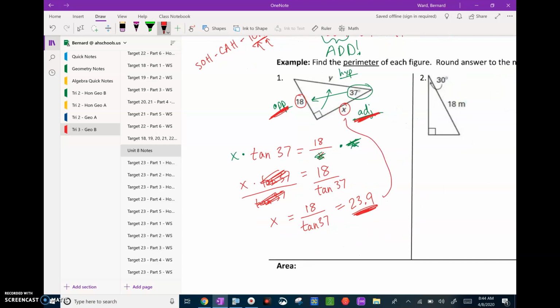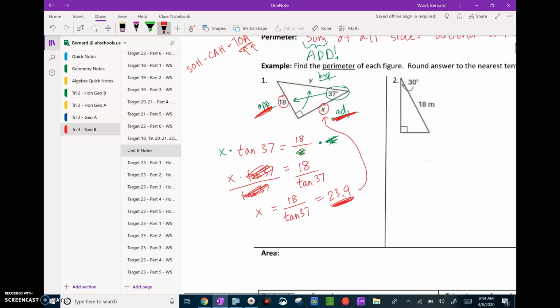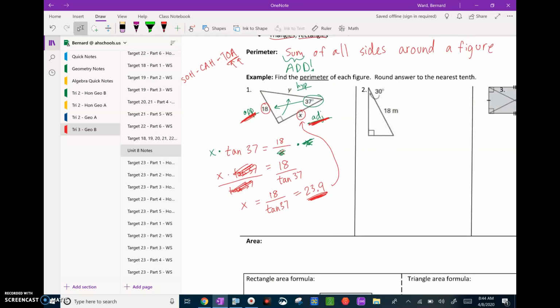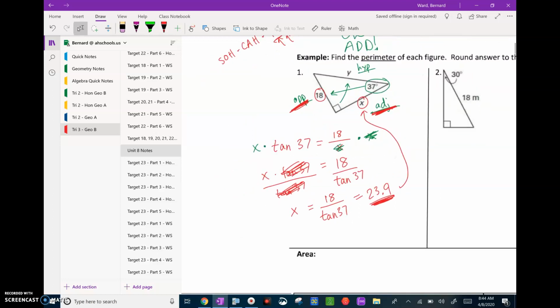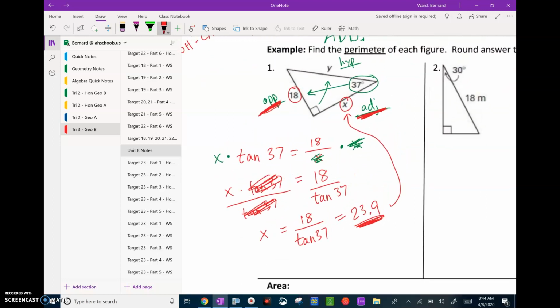And so that's great. But now I need to find y, right? Because ultimately I'm trying to find the perimeter. And so I need to get all the sides of this shape, and then I add them together. And so let's do y real quick. Now, in order to do y, we're still going to work with the 37-degree angle. But obviously, we now need to find y, so we have to use the hypotenuse. And let's still use the side where we know the number, right? So the 18. And so this time we're going to do opposite and hypotenuse.